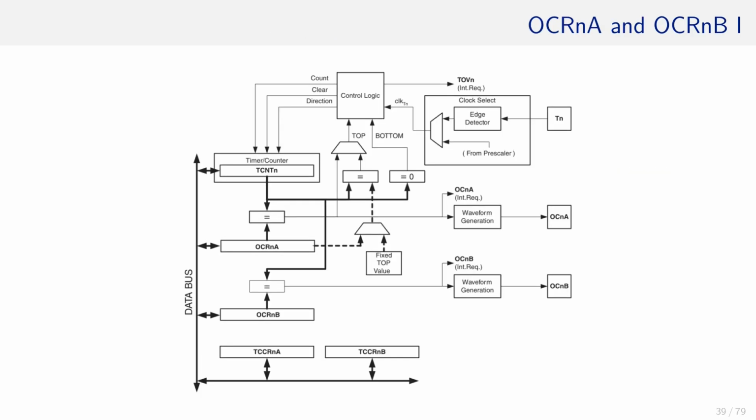Looking at the block diagram, it becomes clear that despite the timer has two compare units, namely this one and this one, only OCRnA is able to reset the counter when top is reached. As you can see here, the comparator is also connected to the control logic which is able to clear TCNT. However, both compare units have dedicated pins.